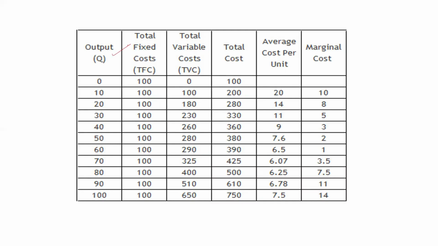You can see here are the units of output, and these are increasing like 0, 10, 20, 30, 40, 50, and fixed cost always remains the same irrespective of the units of output. So this is 100, 100, 100, 100. So whether you are producing 20 or you are producing 70, fixed cost always remains the same, and that is 100 rupee.